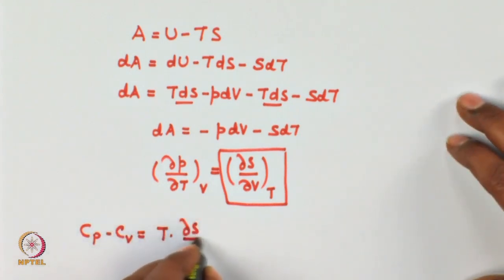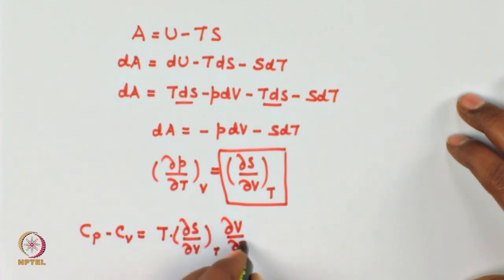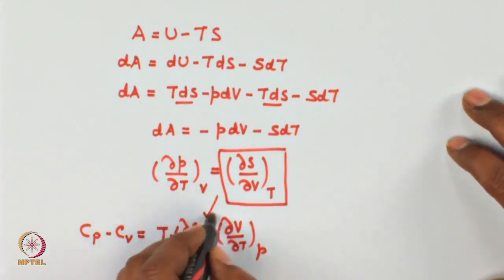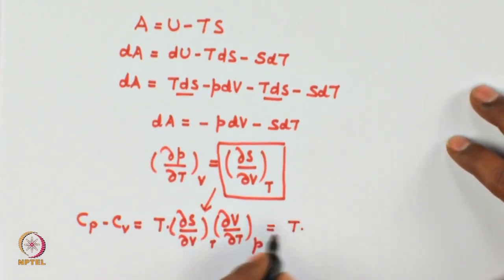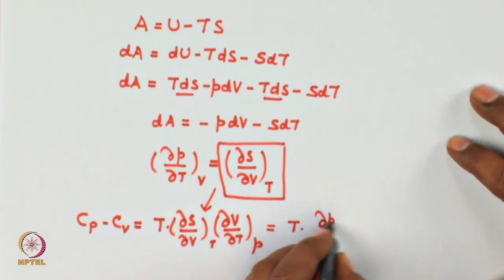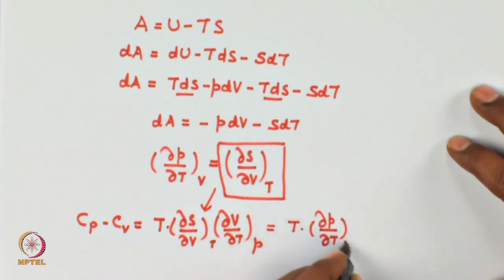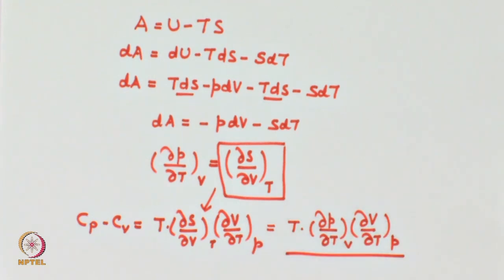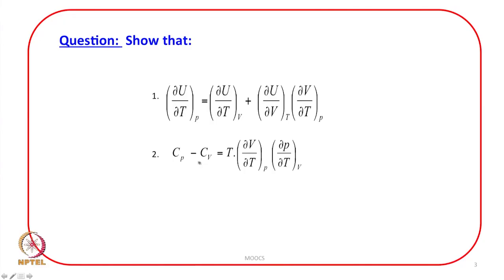temperature into variation of entropy with volume at constant temperature, variation of volume with temperature at constant pressure, and I will substitute this. What I have is T into variation of pressure with temperature at constant volume, variation of volume with temperature at constant pressure. This is what was asked. Look at the slide, question number 2. Cp minus Cv is equal to temperature into dV by dT at constant pressure, dP by dT at constant volume. So, we have here proved that this relation holds true.